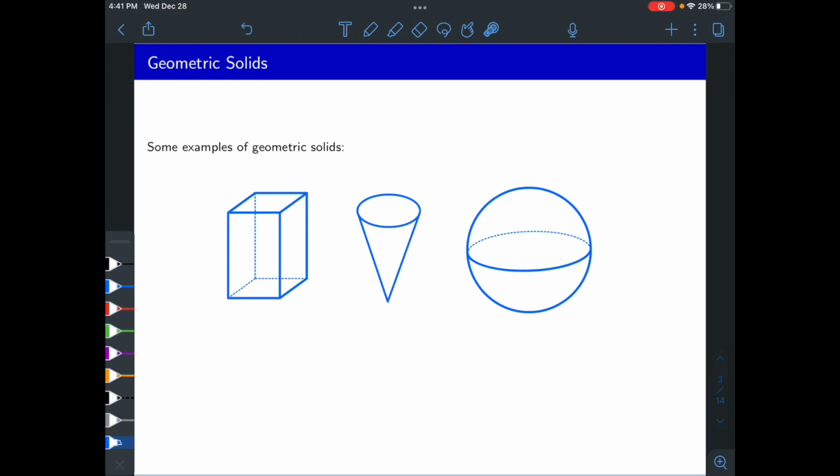So geometric solids are basically just three-dimensional shapes. They have their outer faces, and then they can contain some space within them. So here we have this rectangular solid, here we have a circular cone, and here we have a sphere, for example.